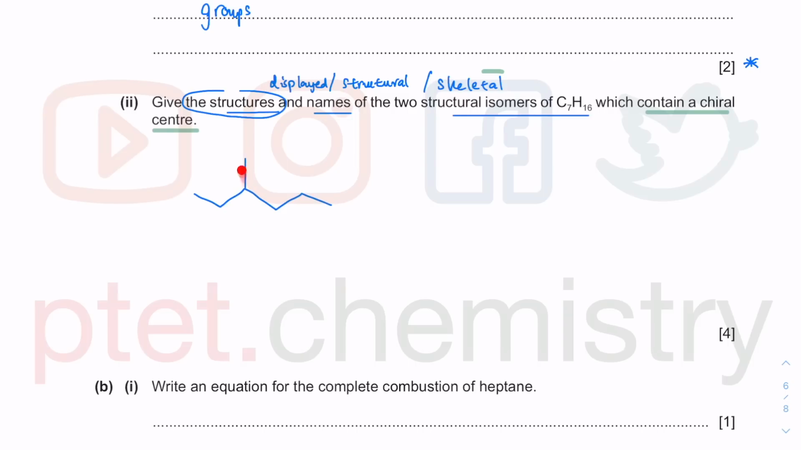Carbon forms 4 bonds, 1, 2, 3. There is a hydrogen there. So that means this is a chiral center there. And if I'm asked to name this, I already have the structure, I just need to name it. Then I will look for the longest carbon chain.